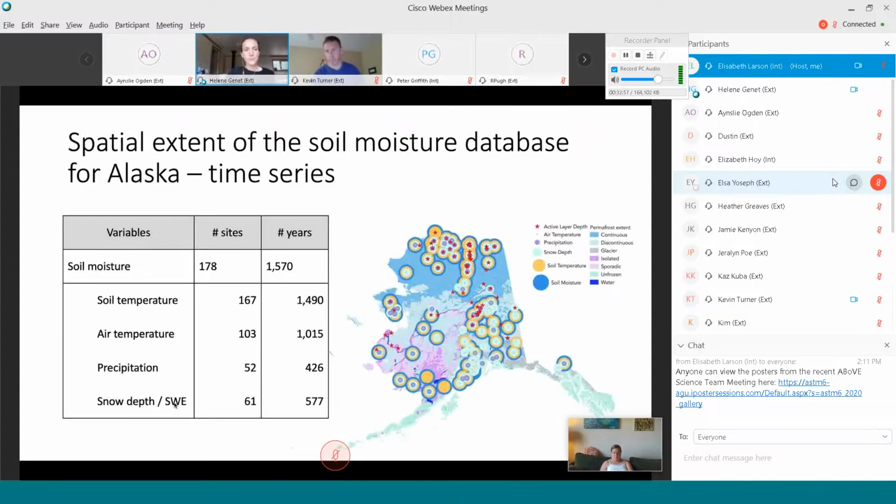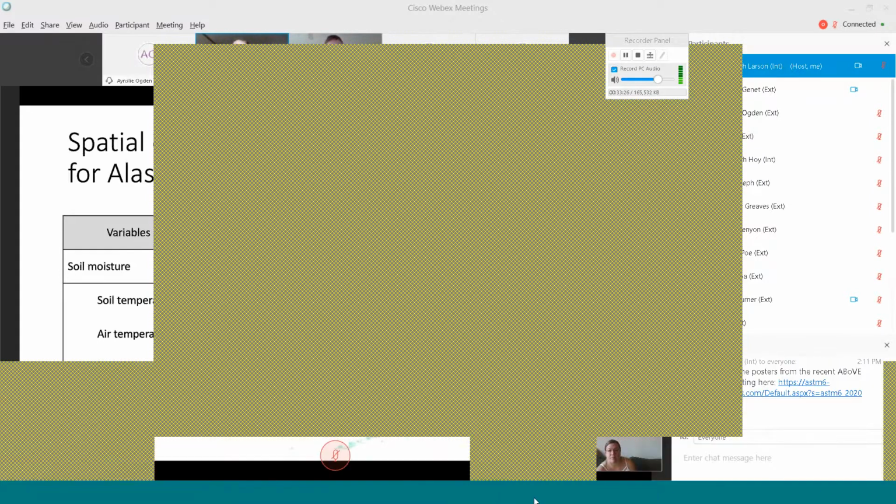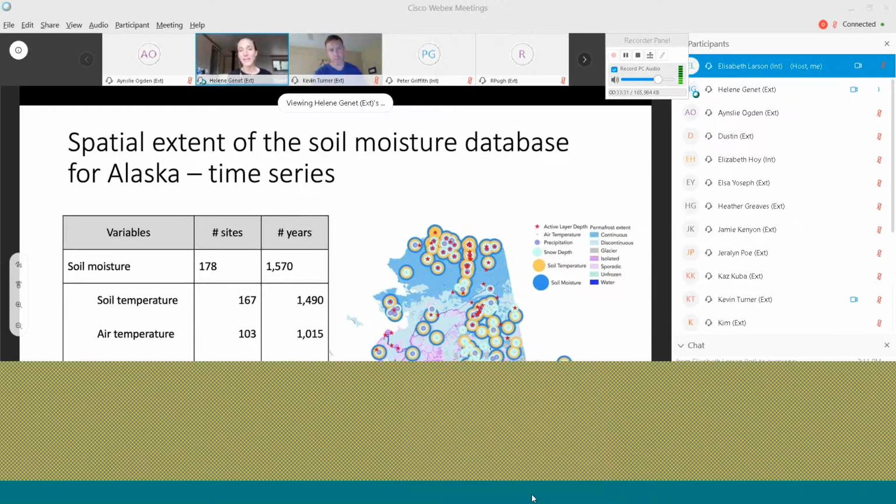So after months of data handling, Heather Greaves came up with that beautiful data set, from my point of view at least, that gathered 178 sites for in-situ soil moisture across Alaska. And if you sum up all the years across all the sites, it totals 1,500 years of measurements. A little more than that.